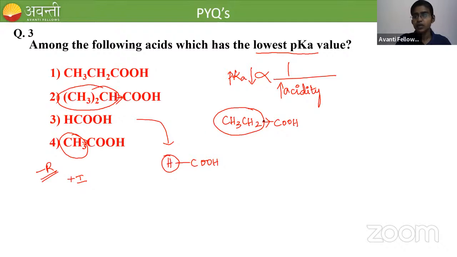Electron releasing group or electron donating group increases the basicity of the compound. In case of option 3, we are not having an electron releasing group. So what happens here? Here the compound will be more acidic in nature compared to the other three, and it will have the lowest pKa value. Okay. So option 3, that is formic acid, is the correct option for this question. Got it? Option 3 is the correct answer for this question.